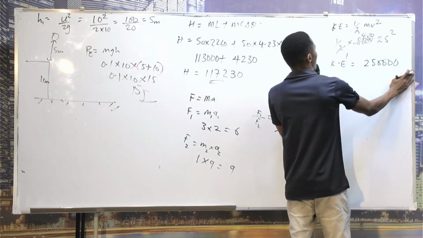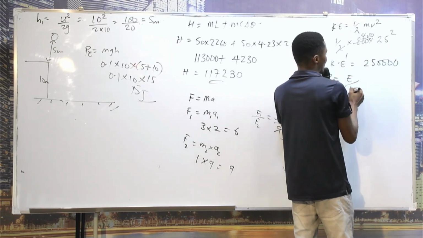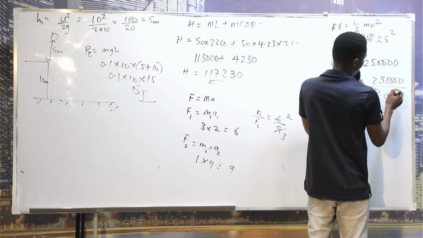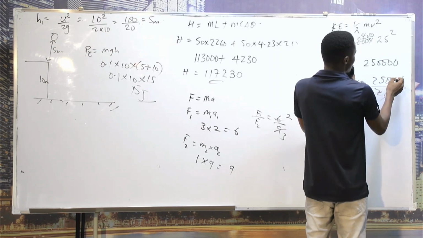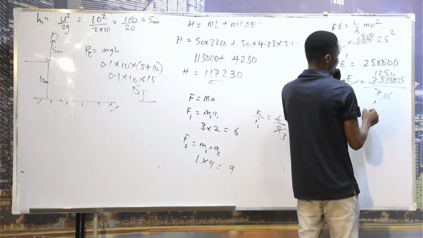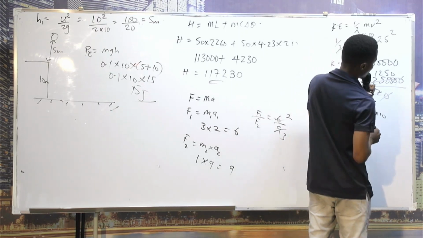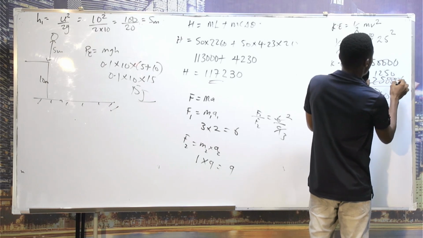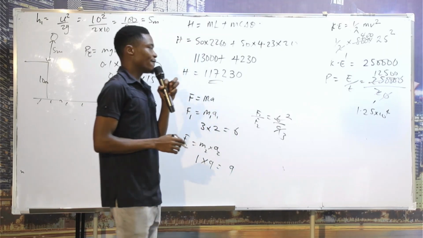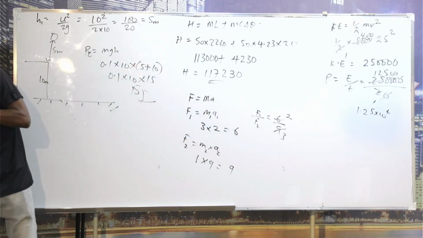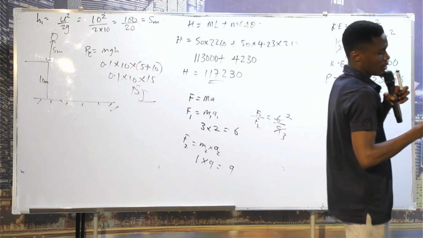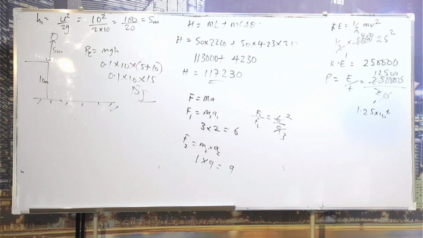We now find the power. Power is energy over time. So 250,000 over 20. Zero cancels zero. 25 over 2 is 12,500, 1250, which is 1.25 times 10 power 4. Do we have it there? Option A.